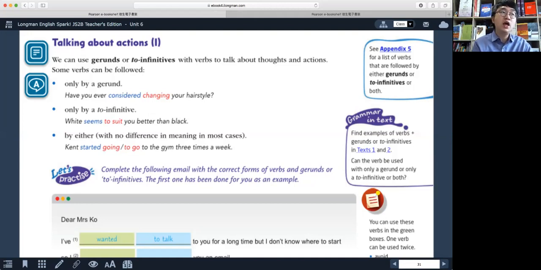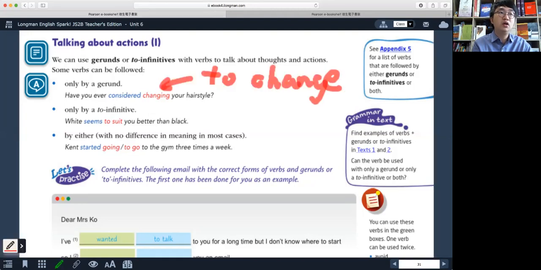So can we say, have you ever considered to change your hairstyle? Can you use to change here? No, because we cannot use to-infinitive. We can only use gerund here. All right. Let's look at another example, only by a to-infinitive.